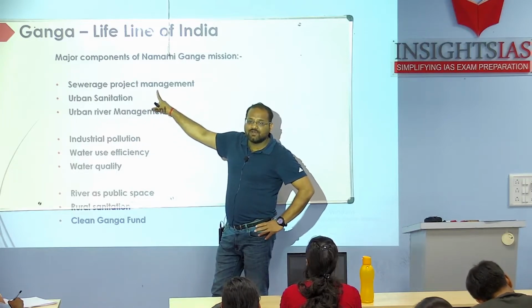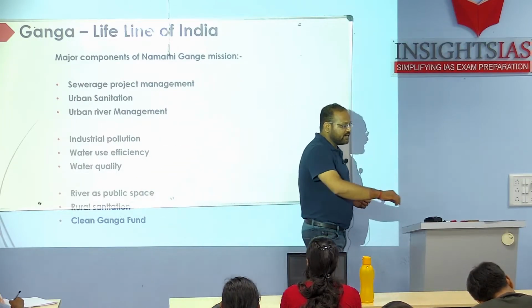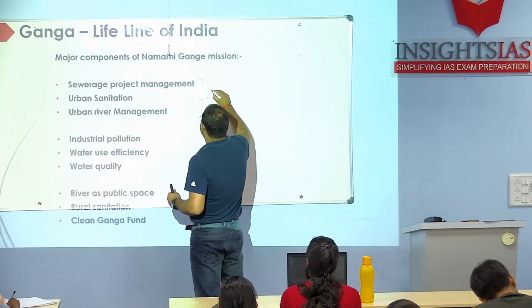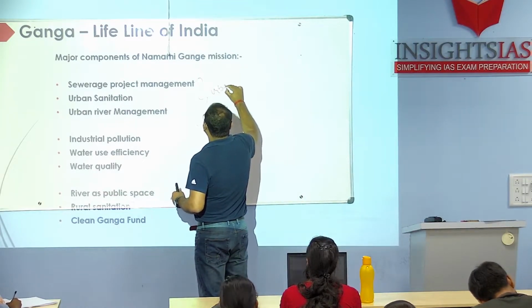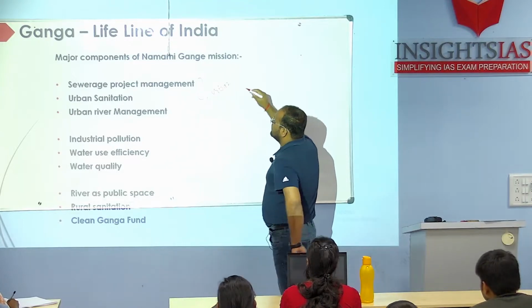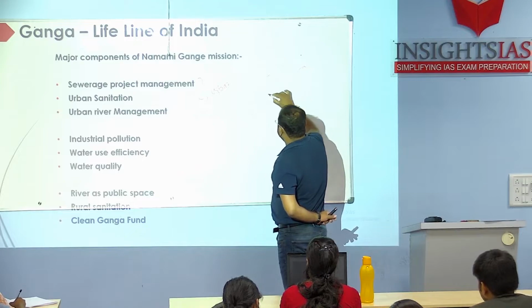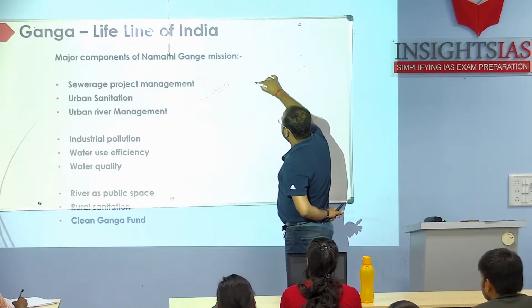What is the first one? Sewerage. Second? Third? So maybe you can do it like this: Ganga, what are the major components? You will draw one box for urban, one other box, one other box. So this is with respect to urban, okay, 1, 2, 3.